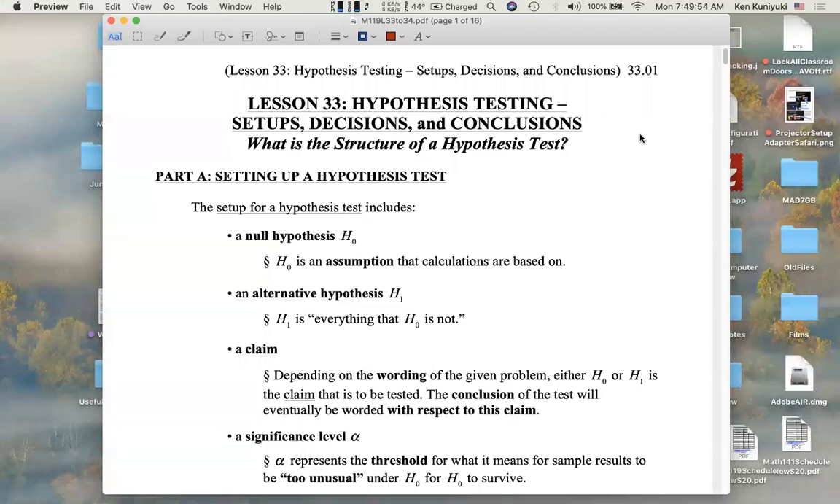Hi everyone, let's start lesson 33 on hypothesis testing: setups, decisions, and conclusions. What is the structure of a hypothesis test? Let's begin, not surprisingly, with a setup, setting up a hypothesis test. And we have seen the cast of characters.